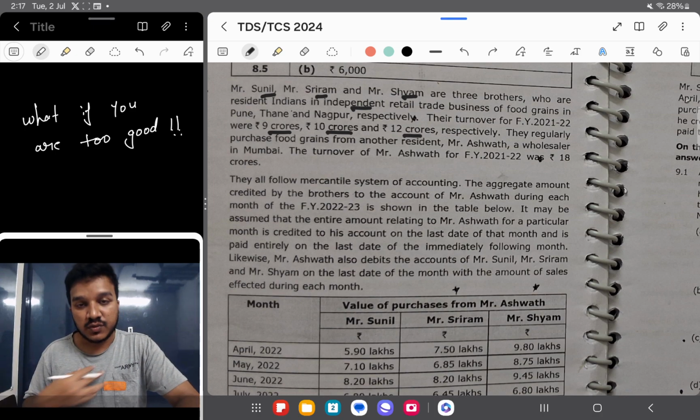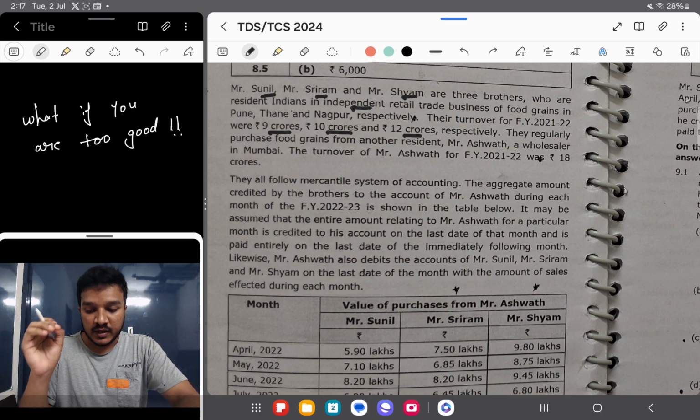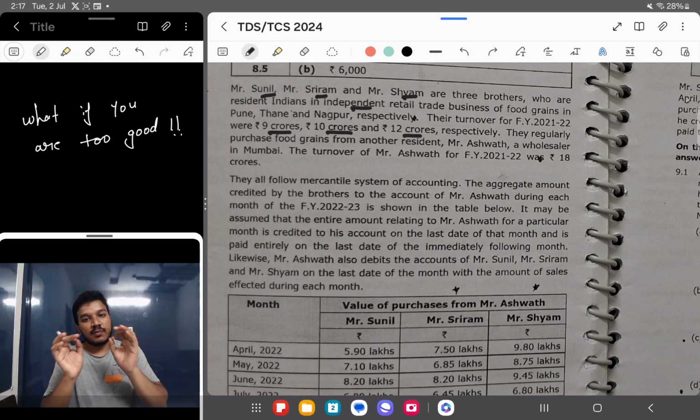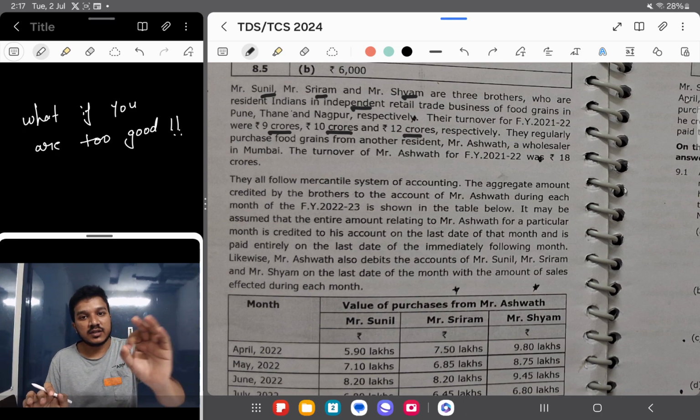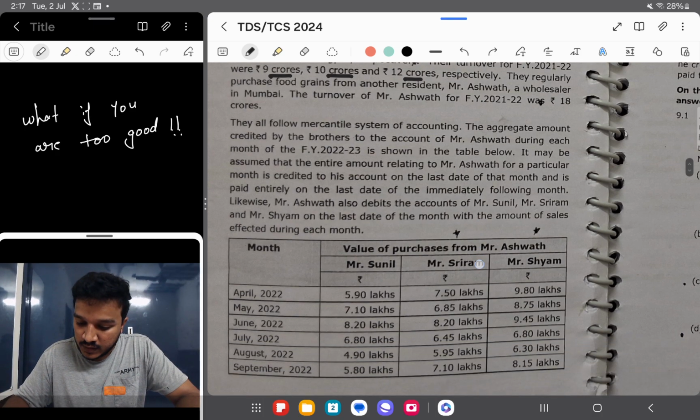Okay, so for Ashwath, TCS provisions are completely applicable, but for those three parties, for only Sham, TDS provisions are applicable. What if both the provisions are applicable for one transaction? Then TDS provisions will prevail. Remember that. Only TDS shall be deducted, TCS won't be deducted in that case.